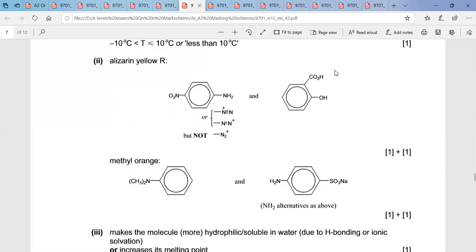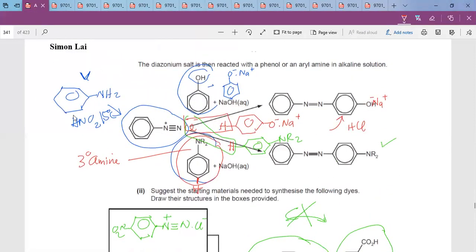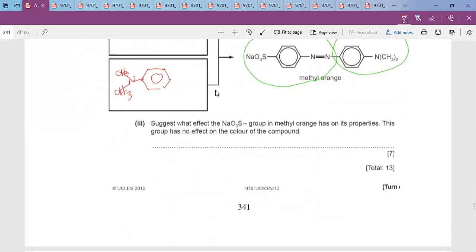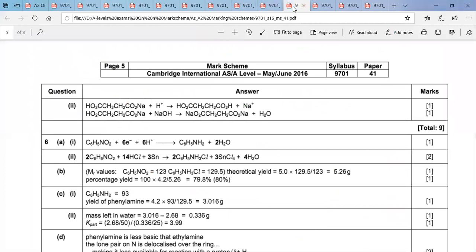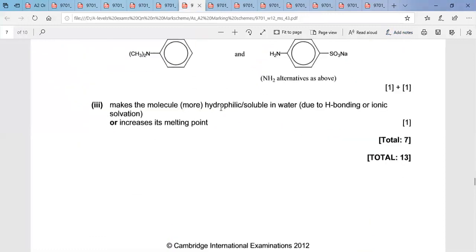Okay, that one is quite simple. So methyl orange again, on this one here, you can put NH2, and actually this one, they start from the original. They suggest the material used, that means they want the original. I thought here they wanted this one, but they say either way. Now this is very common. Why does it make it more soluble? It makes the molecule more hydrophilic, more soluble in water, so hydrogen bonds, ionic solution. It also increases the melting point. So this is the reason for this one here.